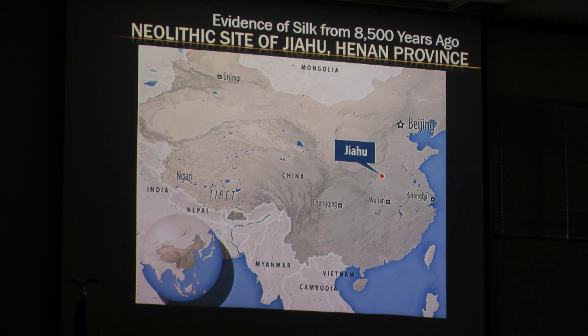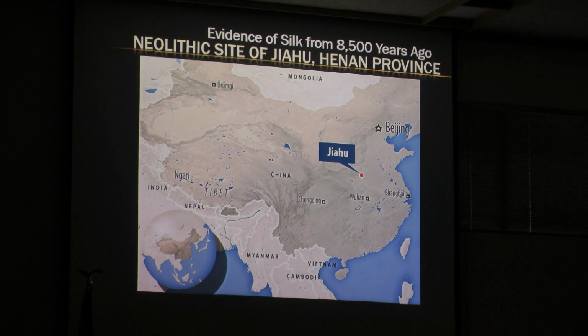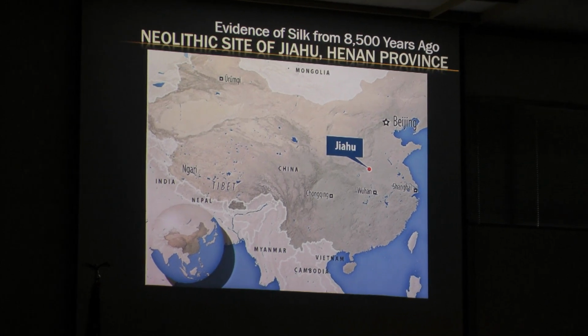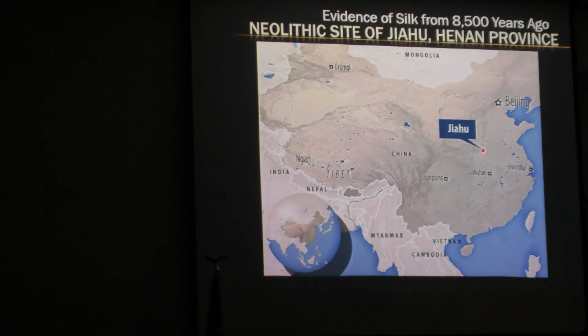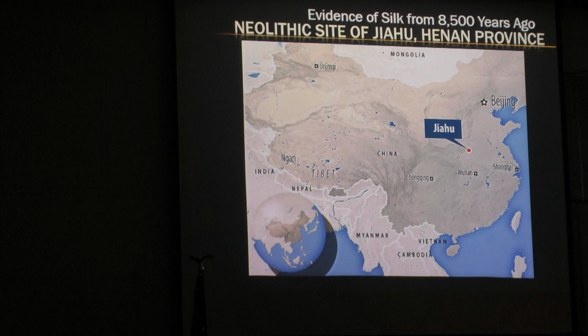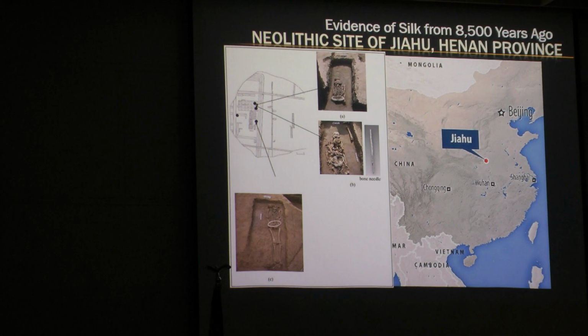However, just last year, a team of Chinese archaeologists analyzed the soil of 3 tombs in the Neolithic site of Jiahu in the Henan province, proving the existence of sericin, the protein of silk. This discovery had to make us reconsider the domestication of the Bombyx mori, the silkworm, and the production of silk that has now been traced back 3,500 years earlier than before, dating it to 8,500 years ago. And these are the three skeletons where the sericin protein were found.